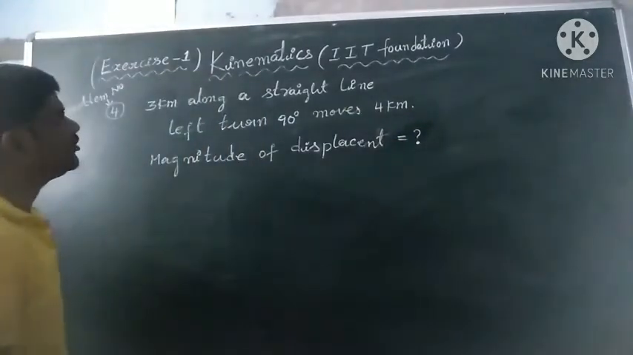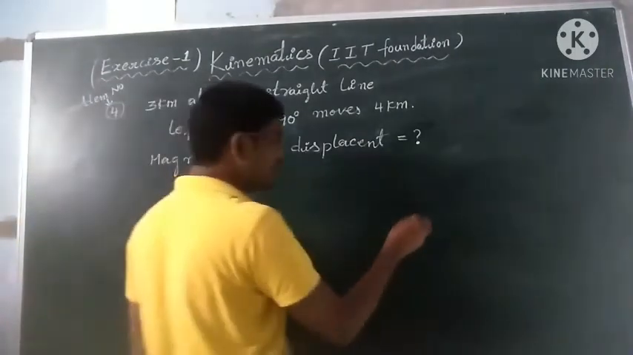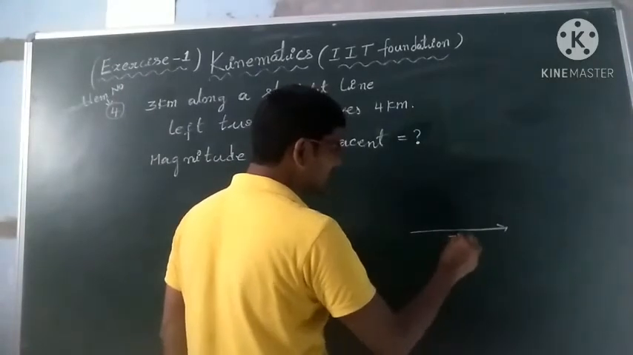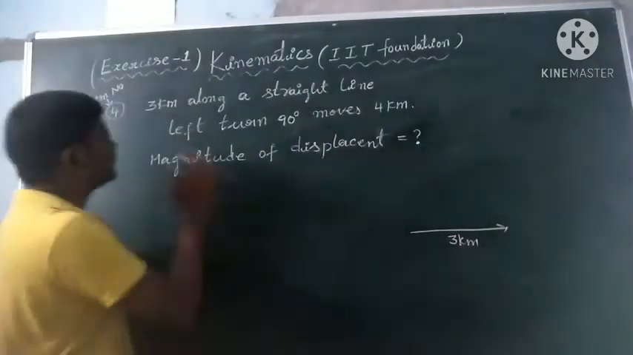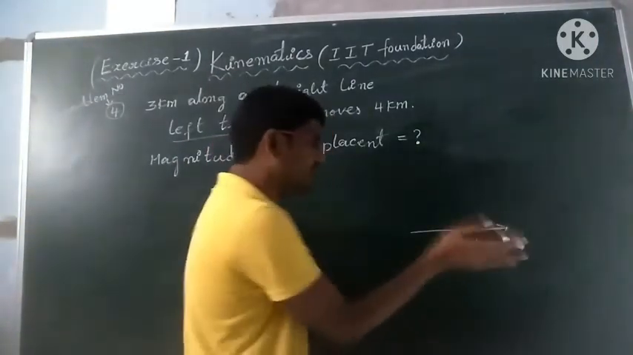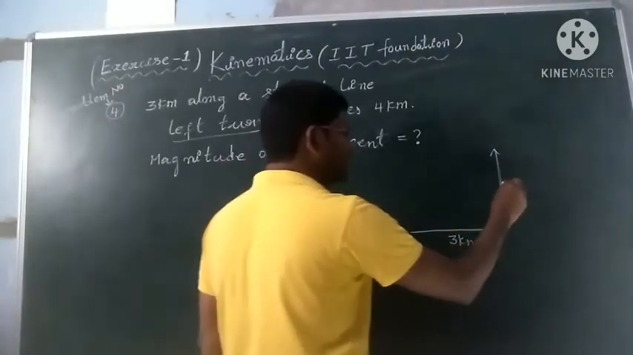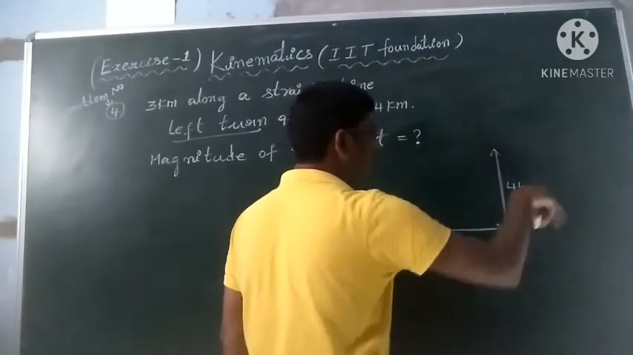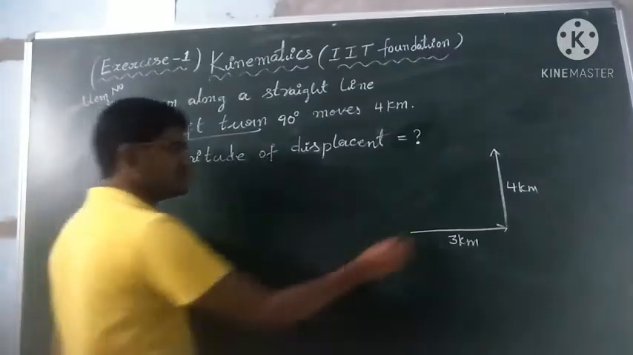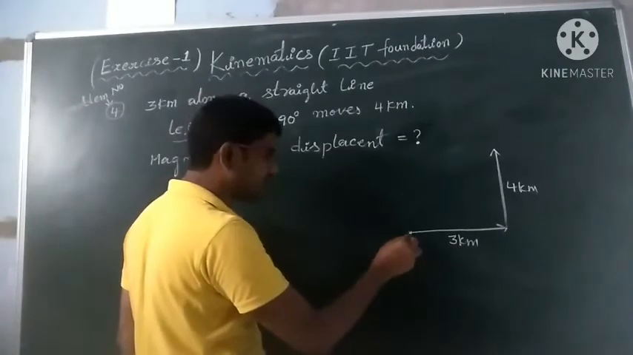Now see, 3 kilometers along a straight line. So he takes 3 kilometers along a straight line. Then left turn. So at this position, the left turn will be by 4 kilometers. Left turn by 90 degrees and moves 4 kilometers. So this is the initial position. Let it be started at A. That is O, he started.